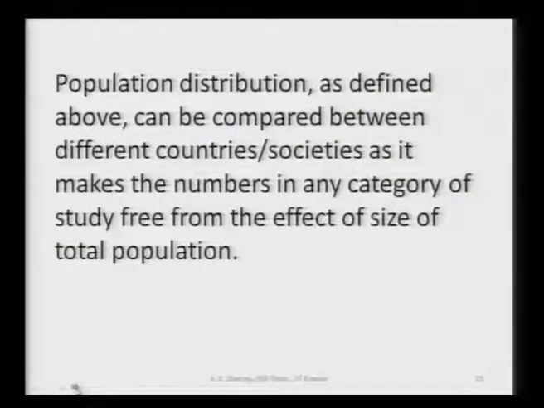Population distribution as defined above can be compared between different countries and societies, as it makes the numbers in any category of study free from the effect of size of total population. What it means is that you cannot compare urban population of Chandigarh with urban population of UP, because Chandigarh is a small state, UP is a big state. You cannot compare urban population of Bangladesh or Nepal with urban population of India. We assume that urban population of India would be large, because India is much bigger. I said that India is 8 times the size of population of Bangladesh. But when you calculate percentages, these percentages make figures free from the effect of size of the total population.